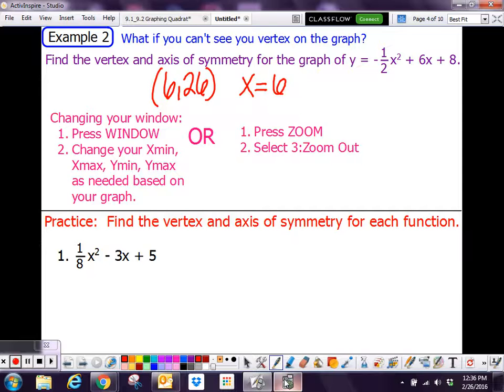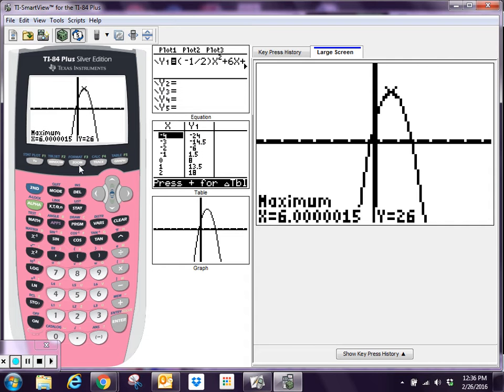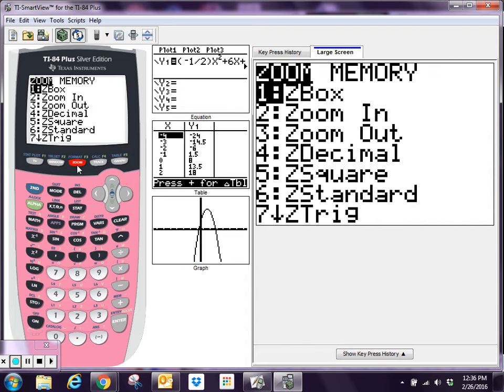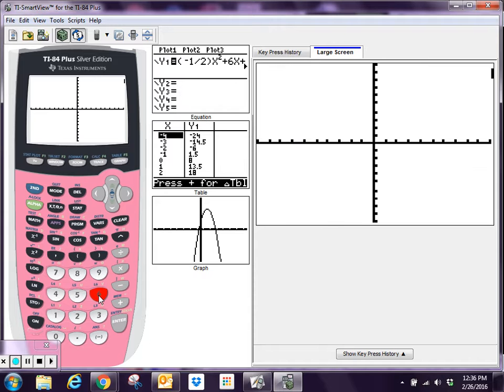Now, if you want to zoom back in, I would suggest do not press zoom in, because it's going to zoom in on where your cursor is. I would do zoom standard, number 6, and that'll get you back to your original graph. Okay, so that's how to find the vertex and the axis of symmetry.